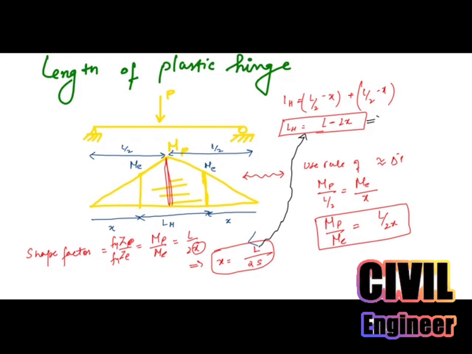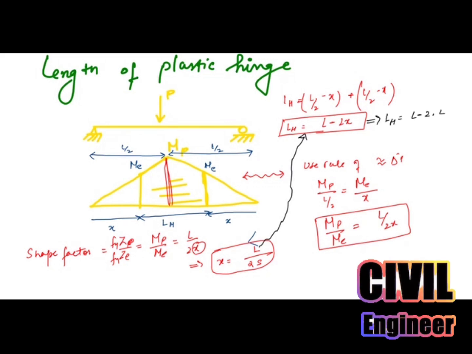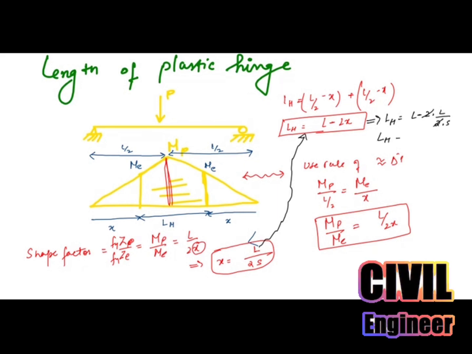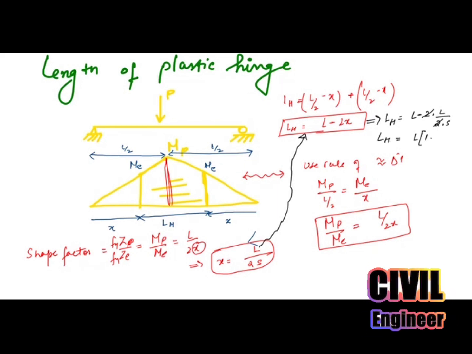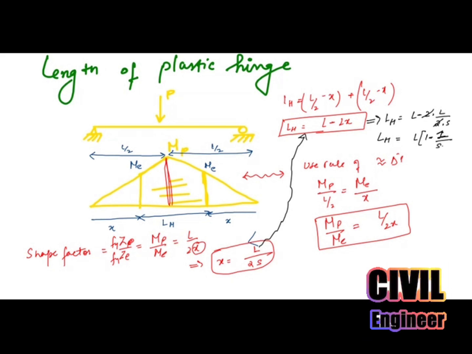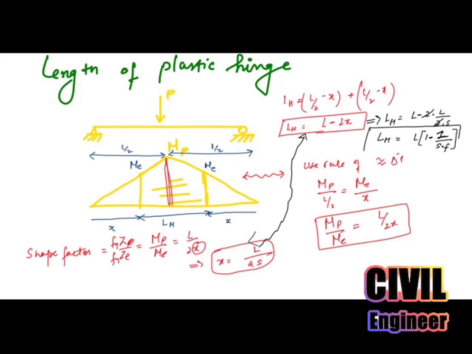So we put the value of x in this equation. What we get is length of hinge is equal to L minus 2 into x, which is equal to L minus L by the shape factor. The 2 will get cancelled. Length of hinge will be equal to L into 1 minus 1 divided by the shape factor.